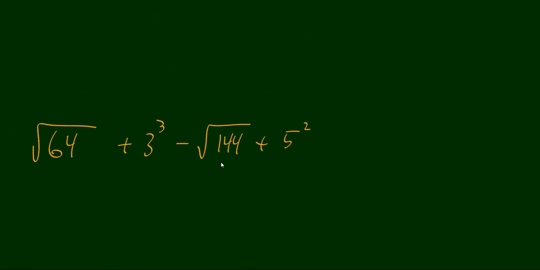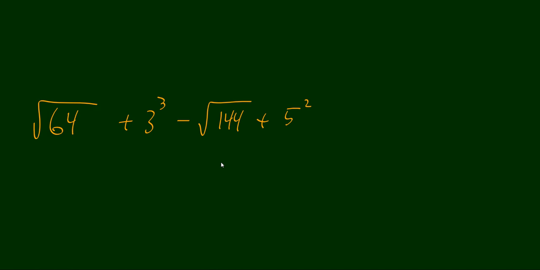Let's do another. We have here root 64 plus 3 cubed minus root 144 plus 5 squared. This is just an order of operations question, but it's got exponents in it and roots in it. So root 64, you take the square root of 64, that's asking what times itself is 64. You may have memorized this. It's 8. If you haven't memorized it, then you can use the square root button on your calculator.